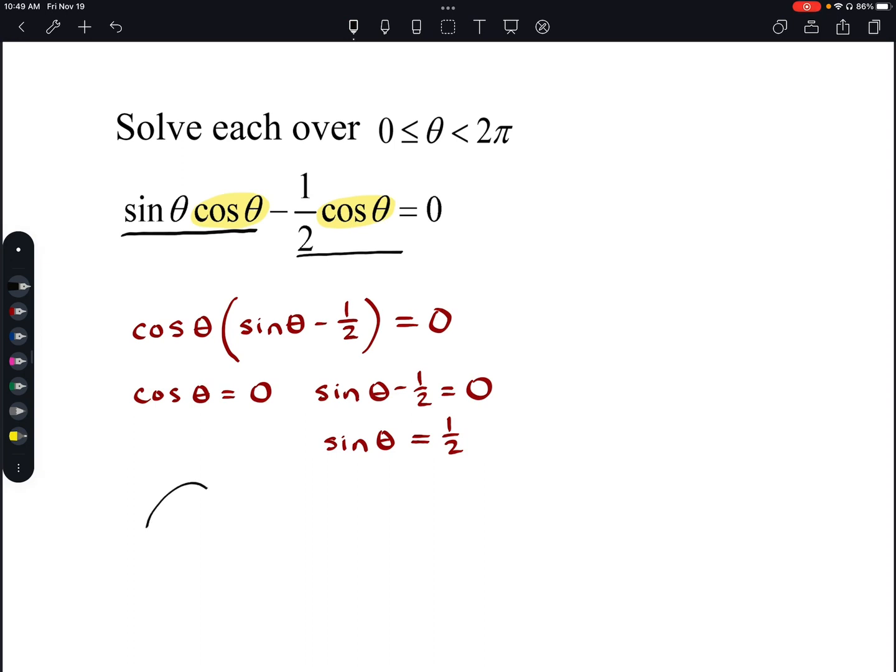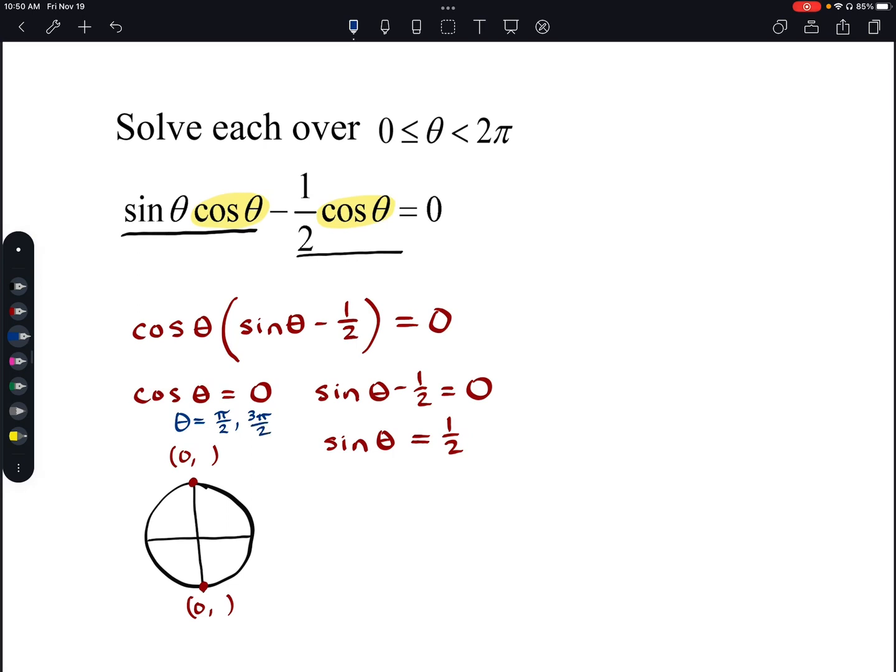So cosine of theta equals 0, right? Remember, we are over here on the y-axis, right? So we have one there, because this is that point 0 comma something. This is 0 comma something, so we're down here as well. So theta, in this case, is going to equal pi over 2 and 3 pi over 2.